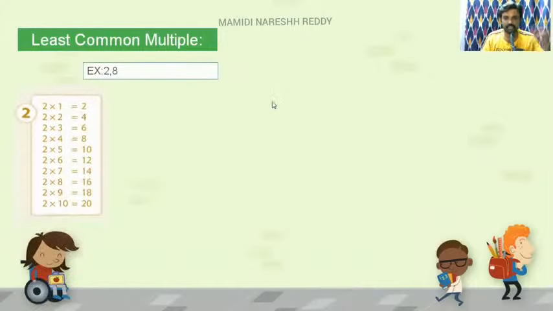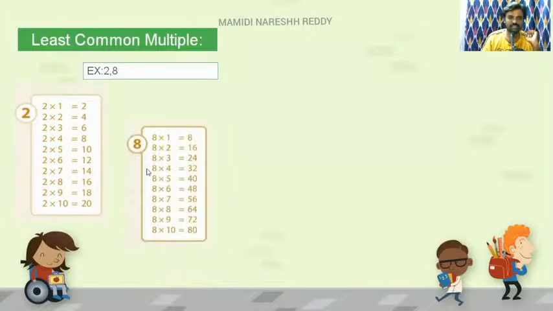I'm taking the 2 table, which everyone knows perfectly, and the 8 table also. Only just see, we are going to learn the formal definition and how we can apply it to the numbers. Easily we can understand that. Let's see once again the least common multiple.